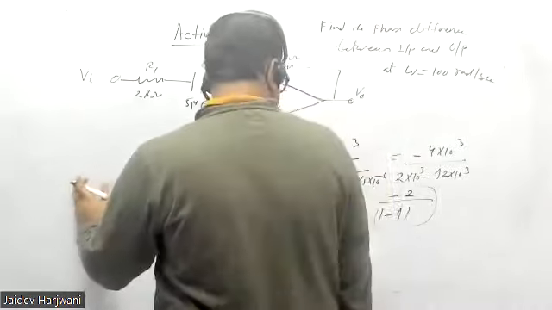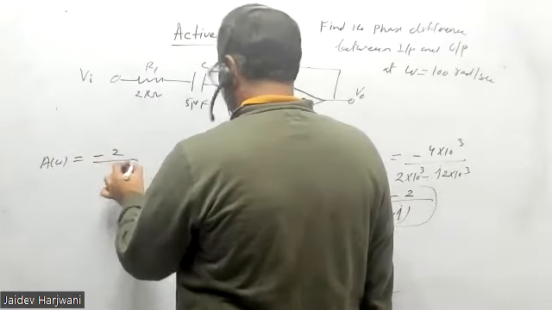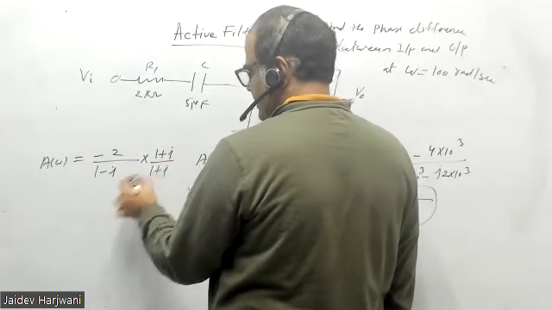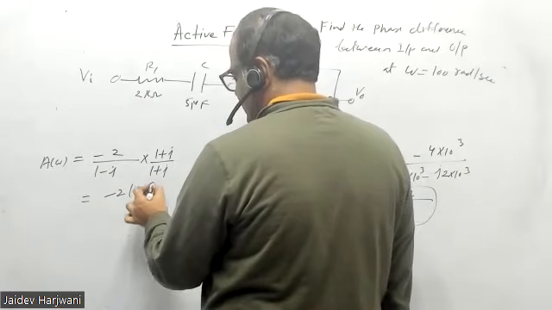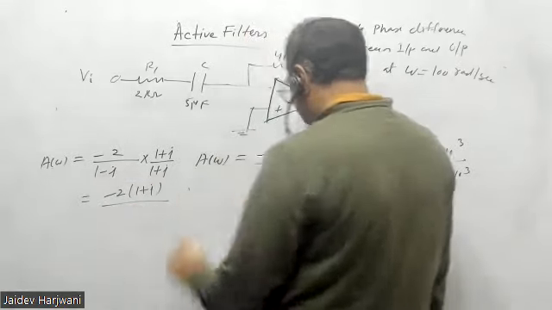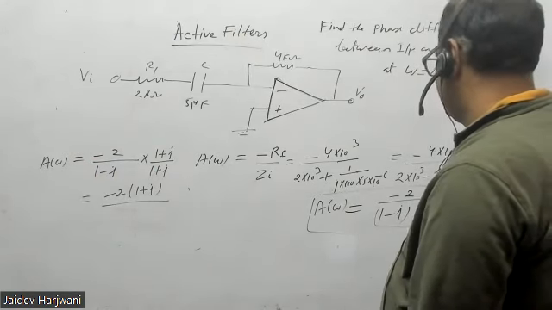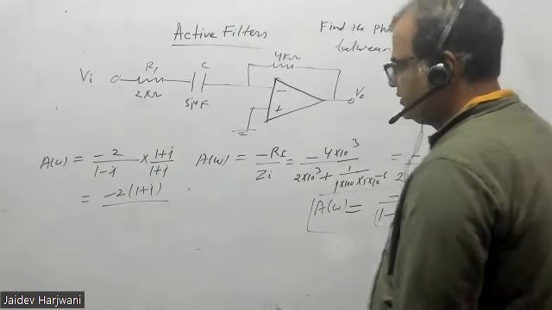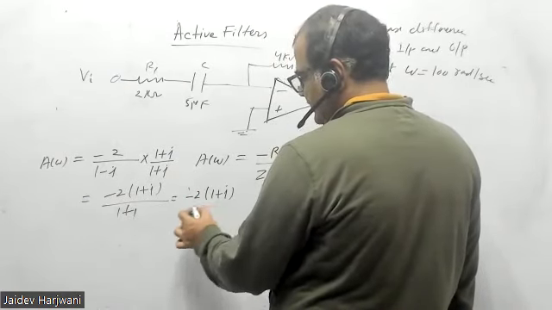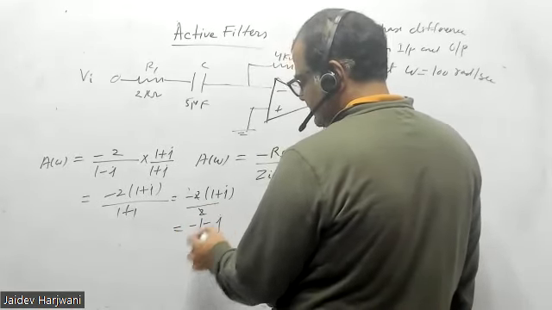You don't need to find the frequency; now we need the phase. We have already got 1 minus j, so multiply by 1 plus j in numerator and denominator. With the minus 2, we get minus 2 times 1 plus j upon 1 plus 1, which is 2. Is that coming? Yes, sir, same is coming. So the gain is minus 1 minus j.